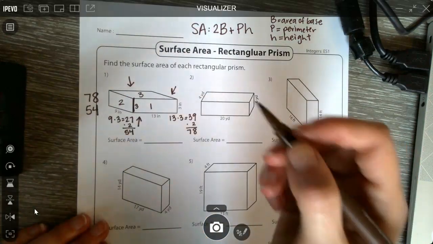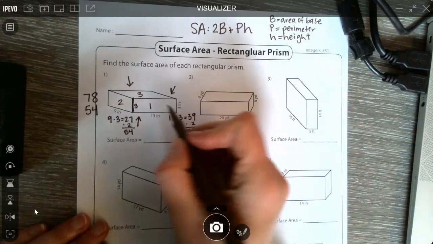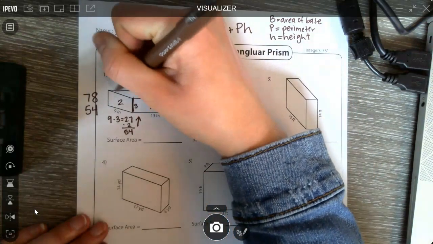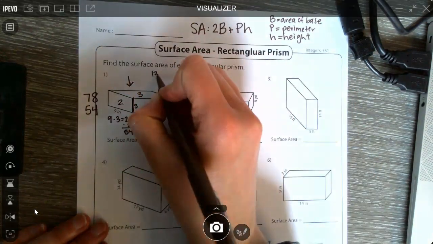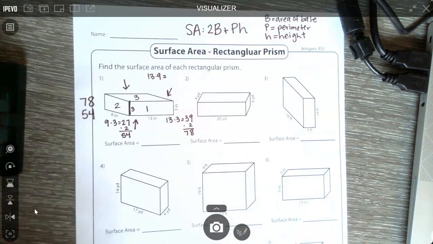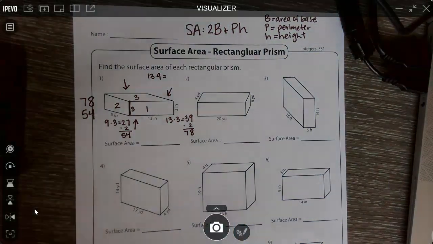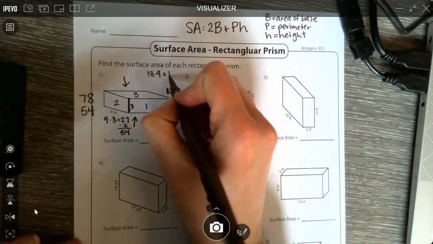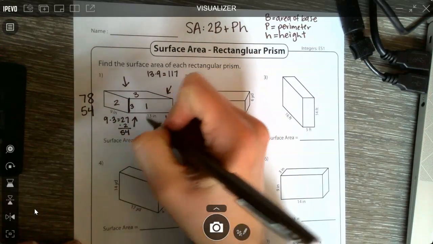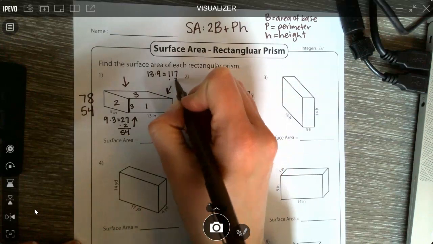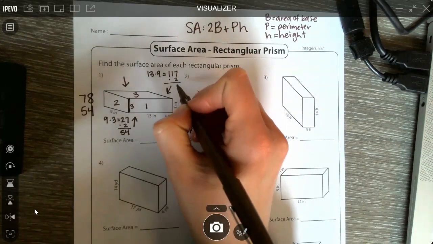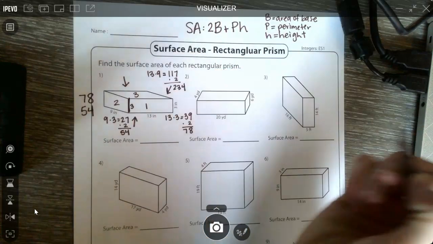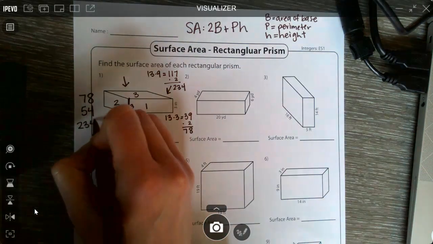All right, and then the last one is going to be the top. That side I've got 13 here by 9 going this way, so I've got a 13 by 9. Let me grab my calculator because that's not a very friendly multiple, we know. 13 times 9 is 117. I've got 1 on top, 1 on the bottom, so I'm going to say times 2. That'll get me 234. So I've got that for those 2.